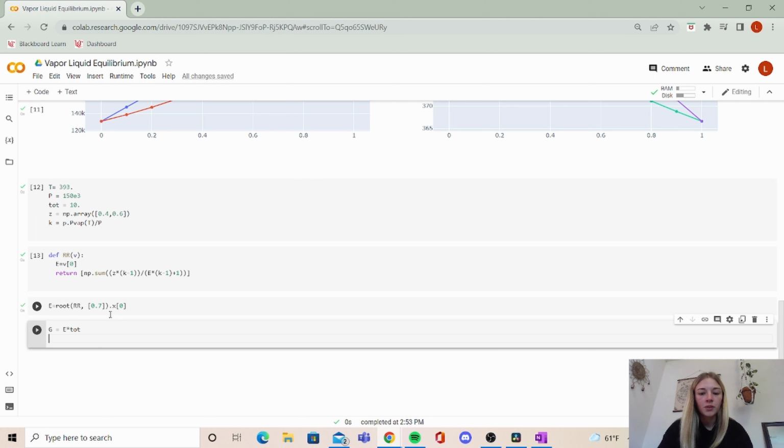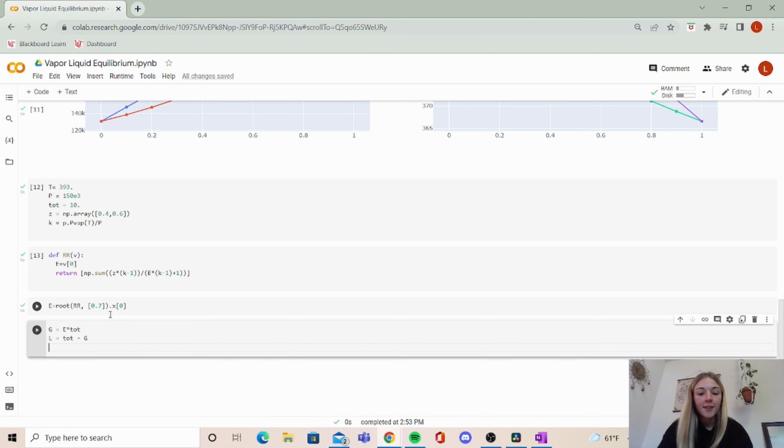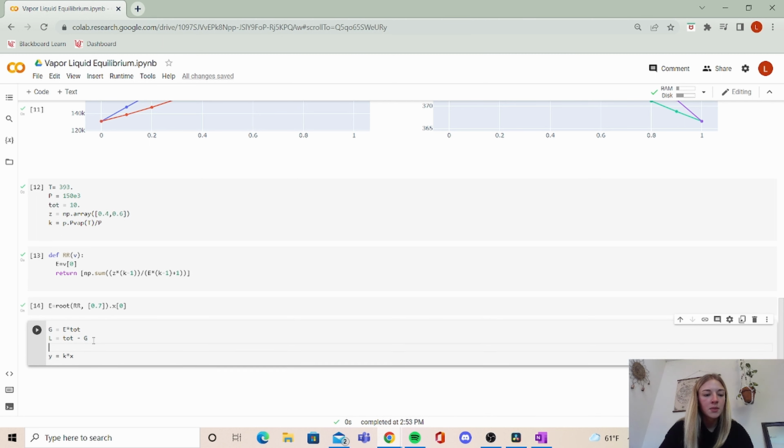Next, we can do the liquid phase, and from our equations, that's just going to be our total minus the vapor phase. Alright, and then for the mole fraction of the vapor phase, we will have our K value times X, but we need to define what X is going to be.